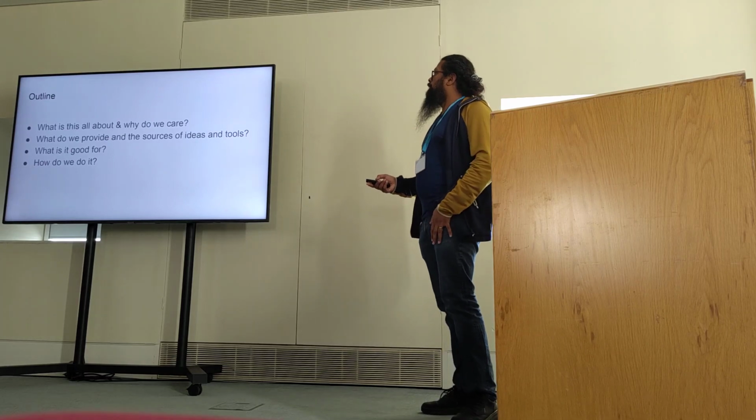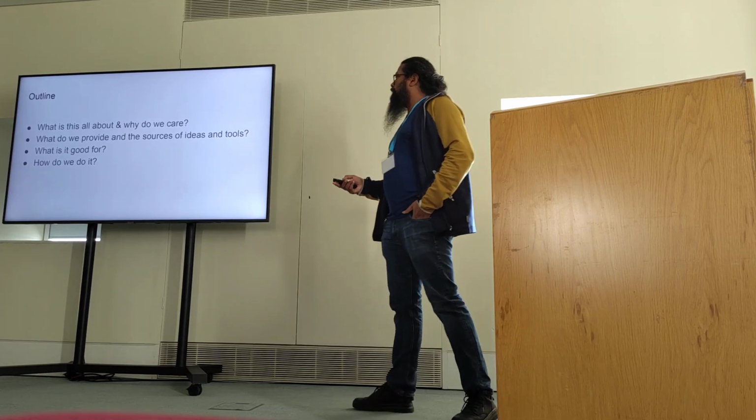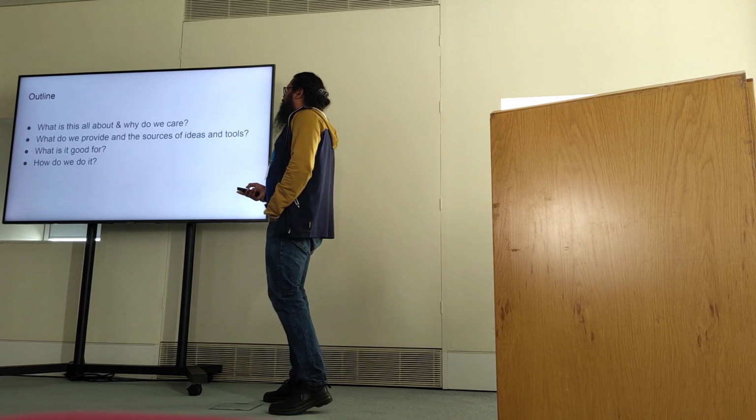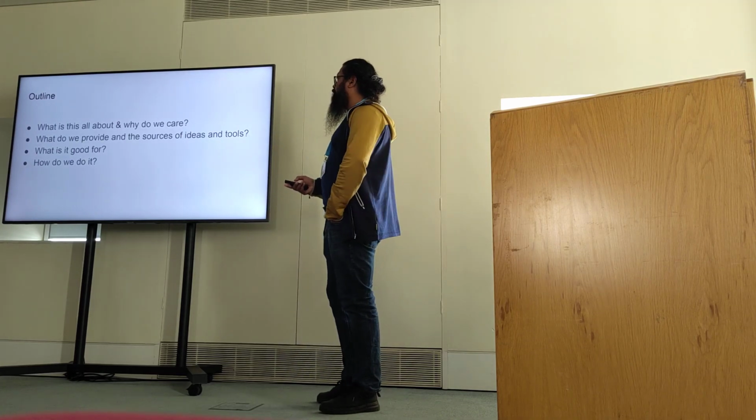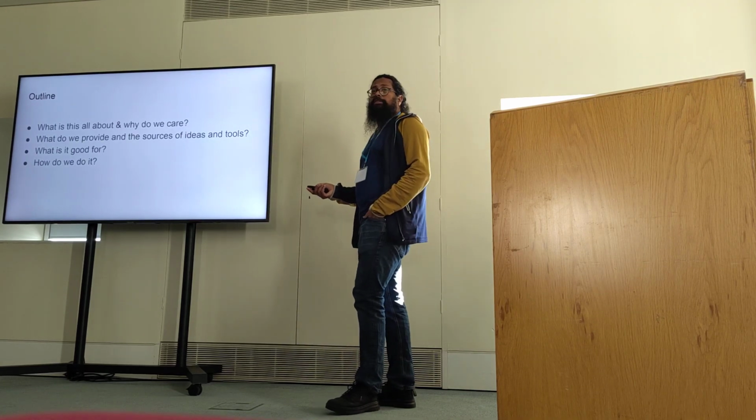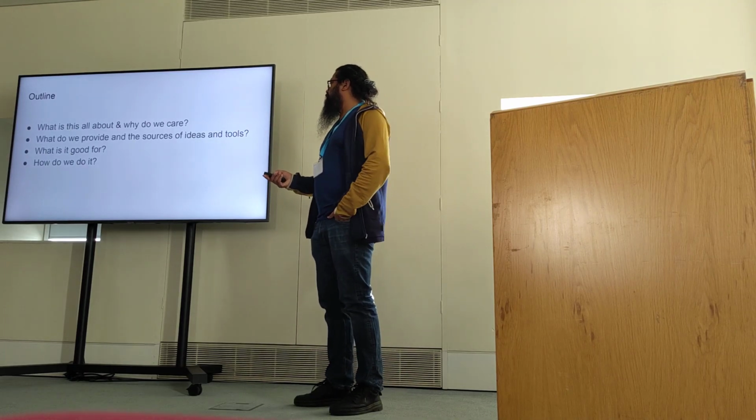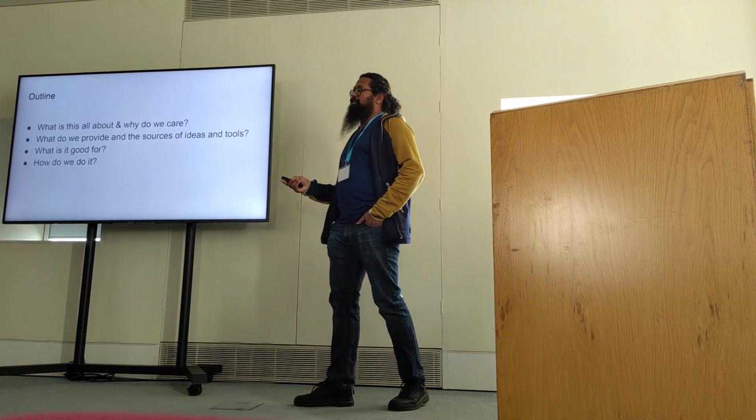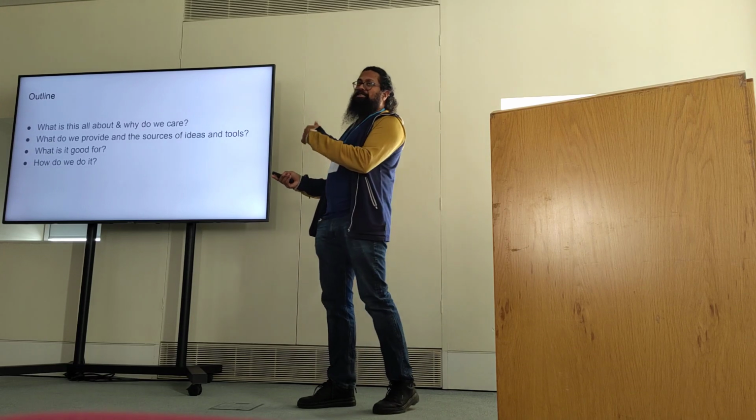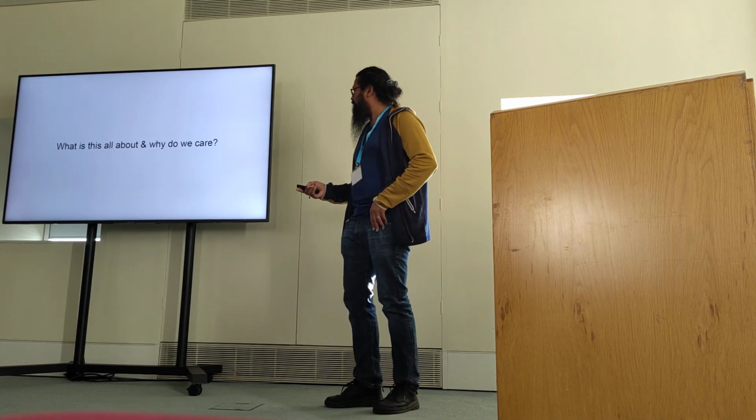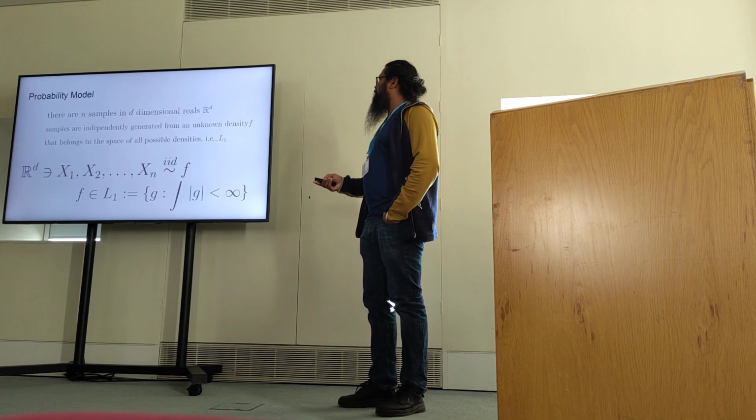So this is the outline. What is this all about, and why do we care? Well, the next point is what do we provide, and the sources of ideas and tools. And finally, what is it good for and how do we do it? I actually want to put how do we do it first and what it's good for before that, but well, anyway. So what is this all about and why do we care?